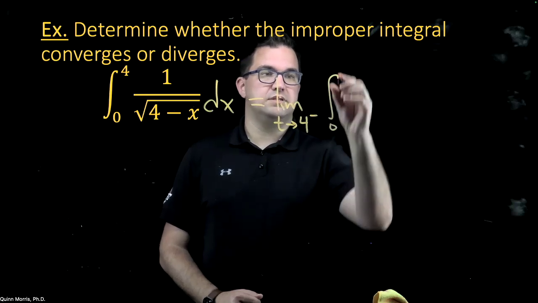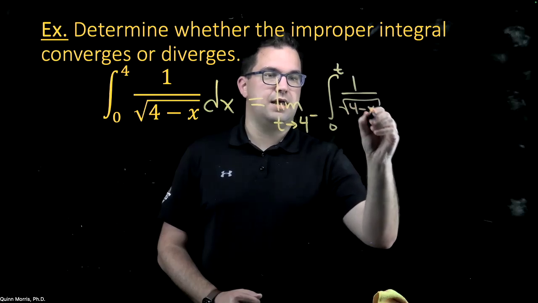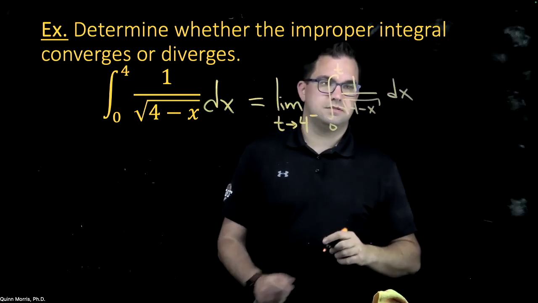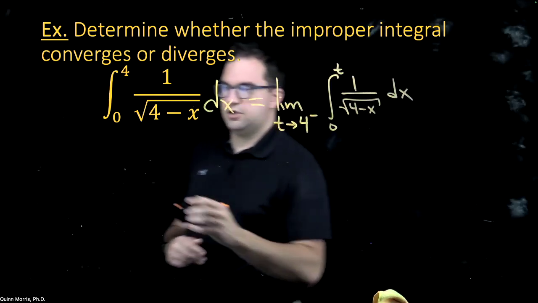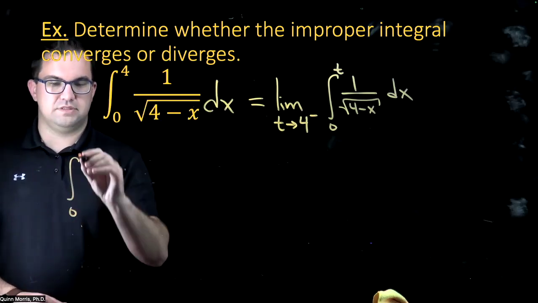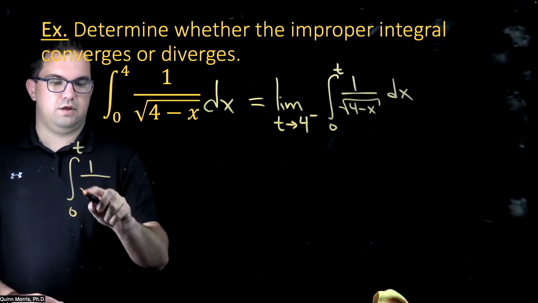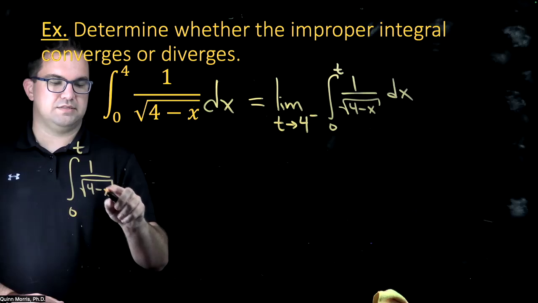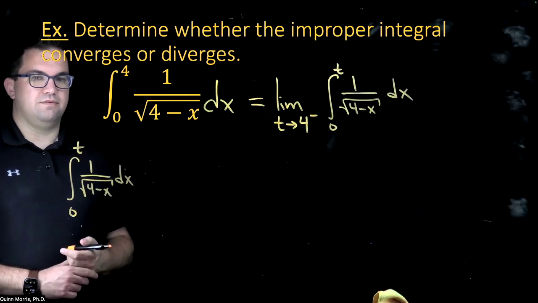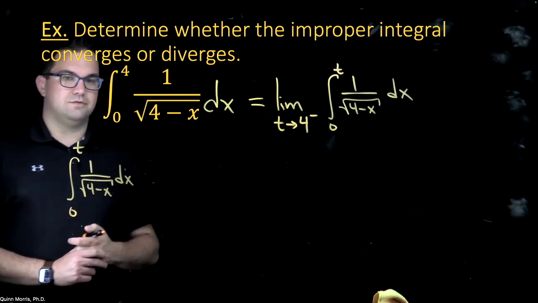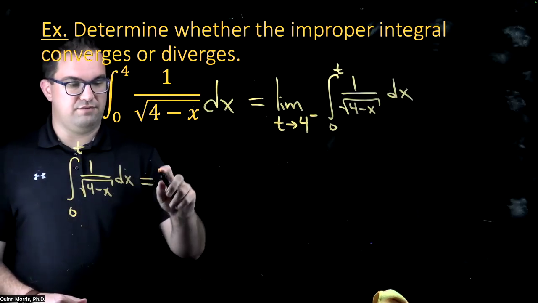And then I want the integral from 0 to t of 1 over the square root of 4 minus x dx. Okay. Now, we can make use of some work we've already done. So if I want to calculate here the integral from 0 to t of 1 over the square root of 4 minus x dx, again, I get a little bit of savings because we've already calculated this. We've already calculated this antiderivative.